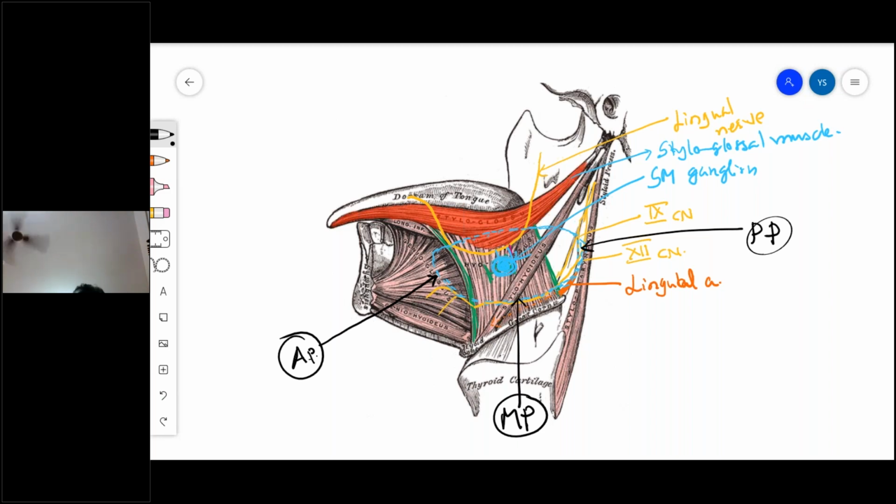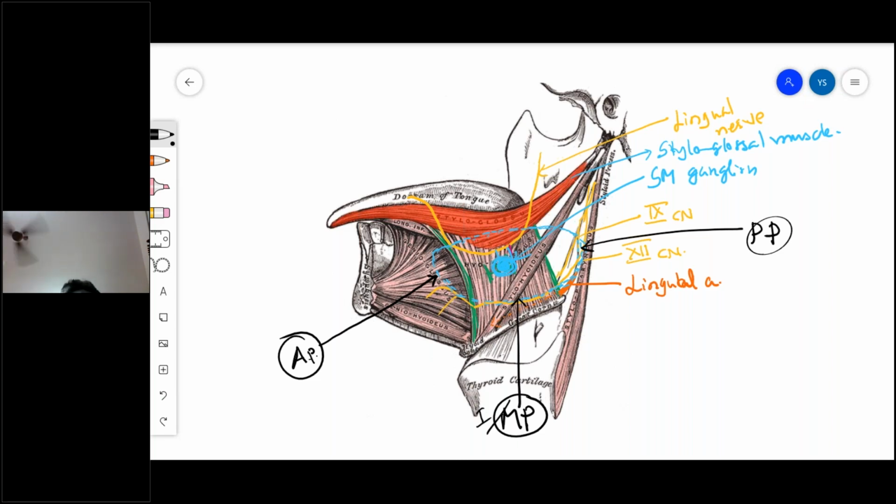Now we come to the middle or intermediate part. What are the relations of the intermediate part? You can say all of it from the labeling I have done. There is one muscle. What is it first? Hyoglossus muscle. Then we can see two nerves: above, the lingual nerve; below, the hypoglossal nerve. Then we can see one ganglion. What is that ganglion? Submandibular ganglion.